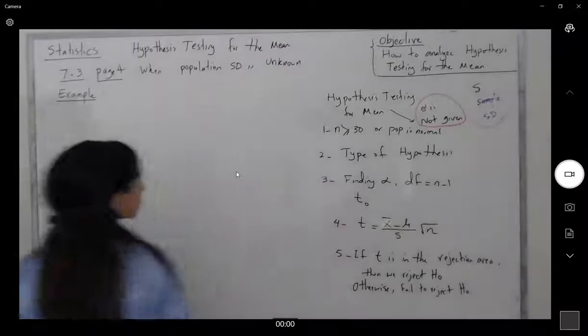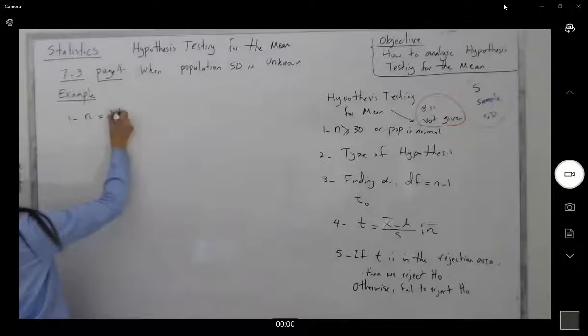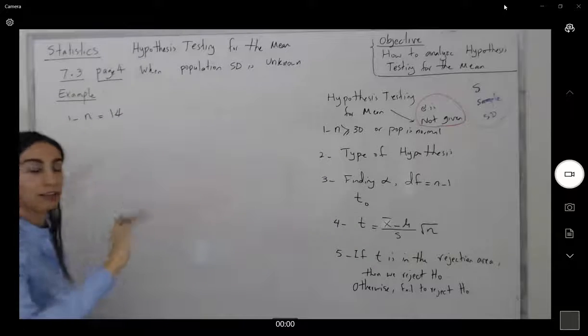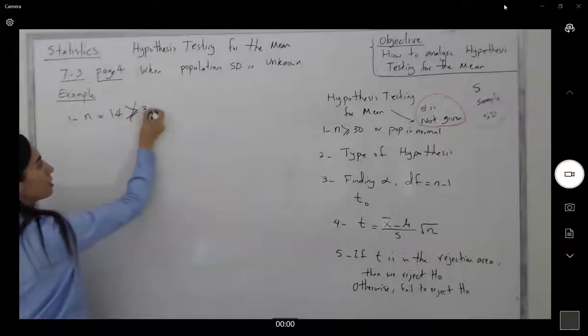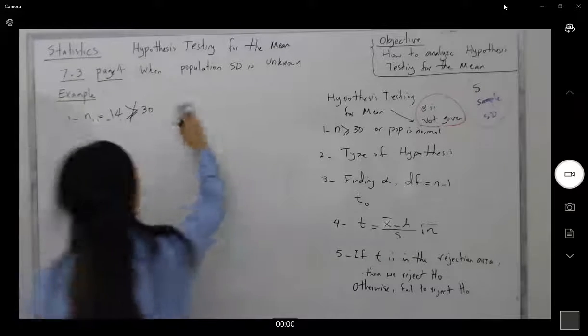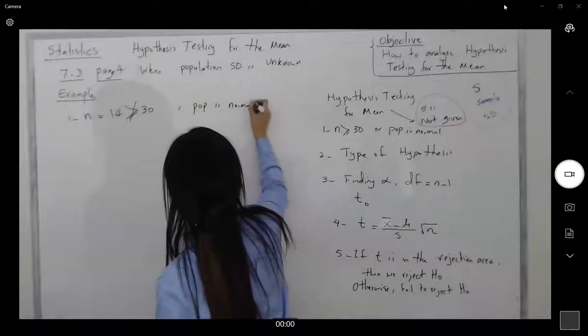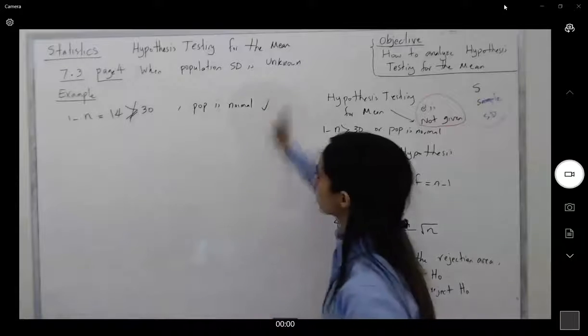Let's see. So what is our n? Step 1. n is equal to 14. Very good. The rest of the class, what is our n? 14. Perfect. Thank you so much. So as you can see, 14 is not greater than or equal to 30. But in the example, in the last line, we know that the population is normally distributed. So the population is normal.